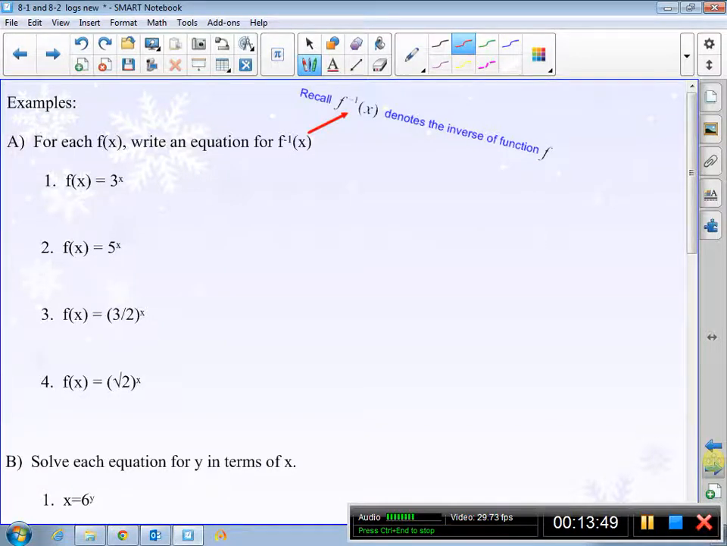So each of these sections now should correspond with a section on homework. At any time, stop the video and try one on your own. And then start it up and see if you got it right. You'll know if you've got it. So first, for each of these functions, I'm writing an equation for the inverse. So remember, to write an inverse, we switch x and y. And then we solve for y.